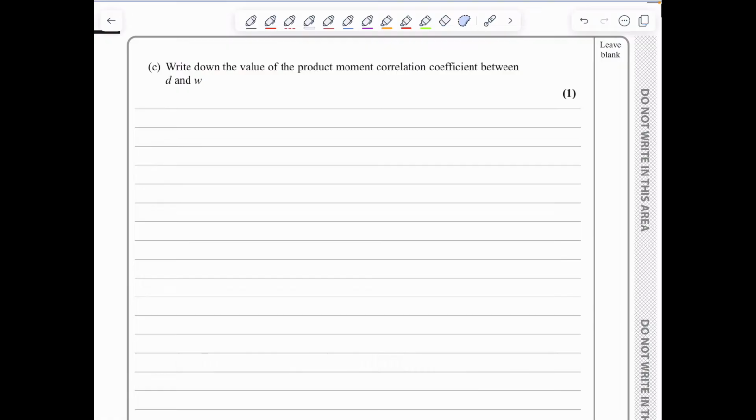We've got perfect negative linear correlation, and therefore R is -1. And then in part C, we need to write down the value of the PMCC between D and W. Well, in this question, we have seen 3 variables, P, W, and D. We have already found that the PMCC between P and D is 0.956, and between P and W is -1.